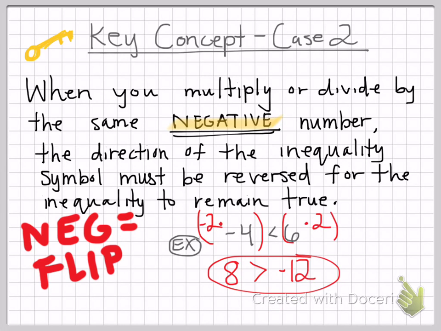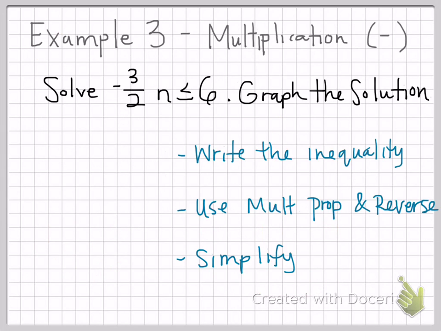Okay, let's go ahead and do example 3. Alrighty, example 3, multiplication of a negative. Okay, so it asks for us to solve negative 3 divided by 2n is less than or equal to 6. Graph the solution. Okay, let's go ahead and do what they say. Our steps: write the inequality, use multiplication property in reverse, and then simplify. So let's go ahead and write it. Negative 3 divided by 2n is less than or equal to 6. Okay. I'm going to rewrite it here so that I know what I need to do.